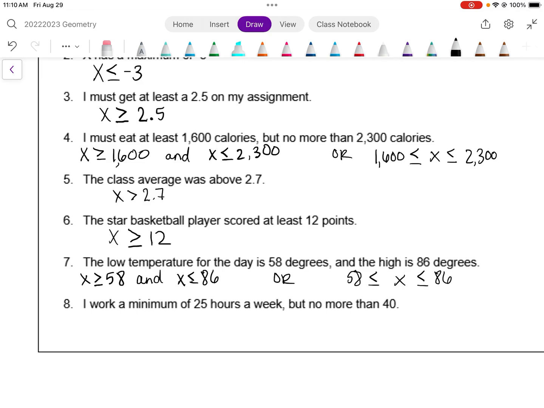And then last one, another compound. I work a minimum of 25 hours a week, so that means I have to work at least that amount. X is greater than or equal to 25, but no more than 40 hours a week, because then I go over. So X has to be less than or equal to 40. Or if you wrote it as a compound inequality, the hours that I work would be somewhere in between 25 and 40. And I'd fill in my signs this way. X is greater than or equal to 25, but less than or equal to 40.